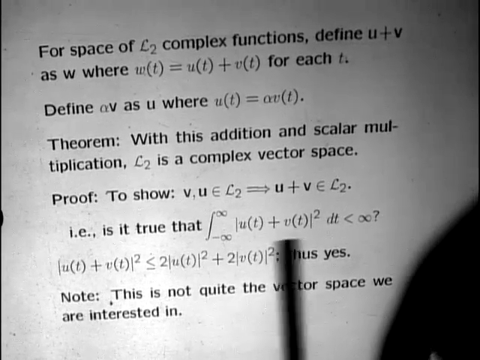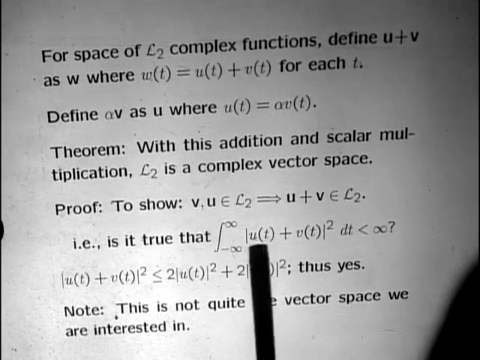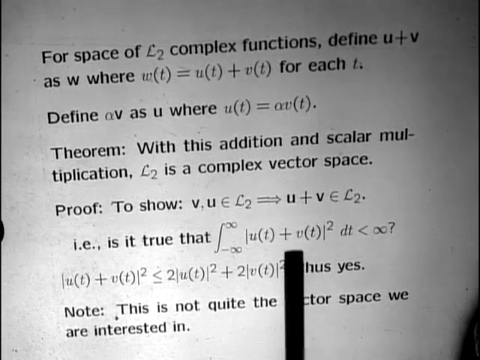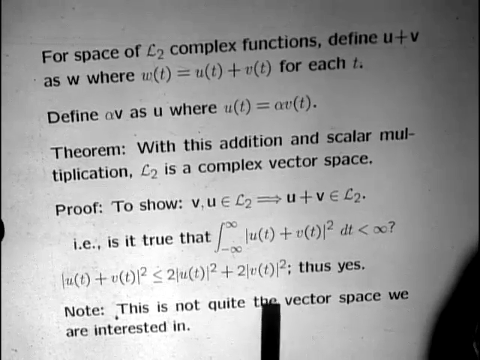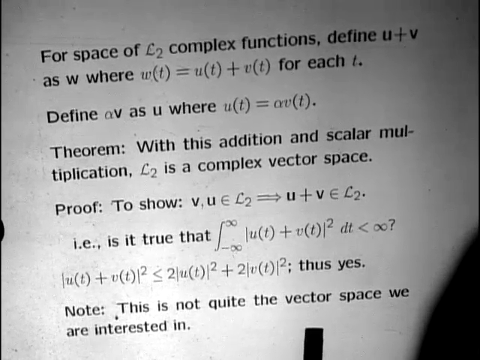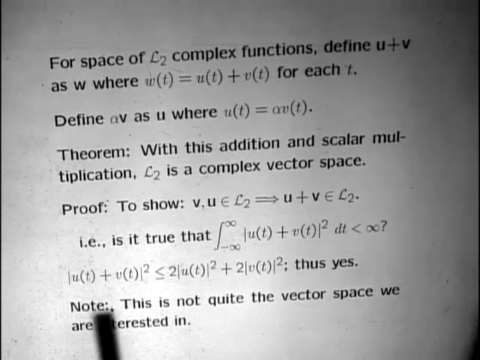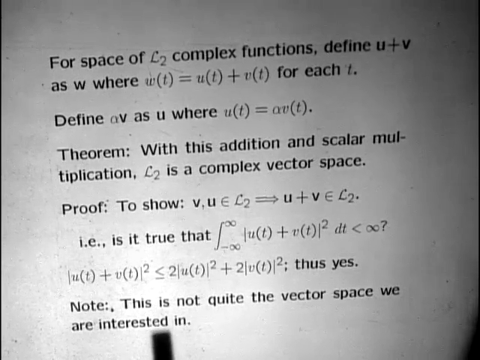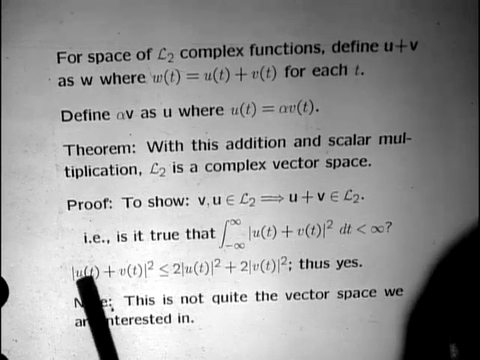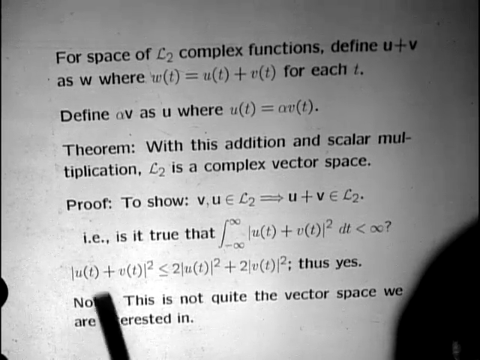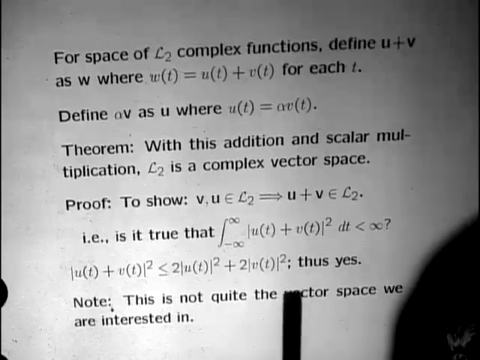So the question is, is this function here less than infinity if the integral of u of t squared and the integral of v of t squared are both finite? Well, there's a useful inequality which looks like a very weak inequality, but it in fact is not weak. It says that u of t plus v of t, this is just at a particular value of t, so this is just an inequality for real numbers and complex numbers. It says that this u of t plus v of t, the magnitude squared, is less than or equal to 2 times u of t squared plus 2 times v of t squared.